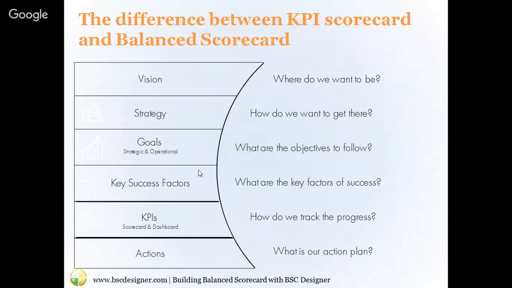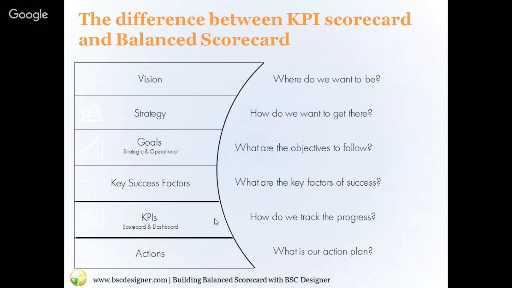And what are the key factors of success? What are the key aspects that influence the success, key success factors? And these key success factors are linked to their quantitative representation, to the KPIs. So that's where we build key performance indicators, metrics, measures, these things, and we build scorecards and dashboards. And the end of this model, the most important part, is the action. So from vision, we dig down into the details: vision, strategy, goals, key success factors, KPIs, actions.